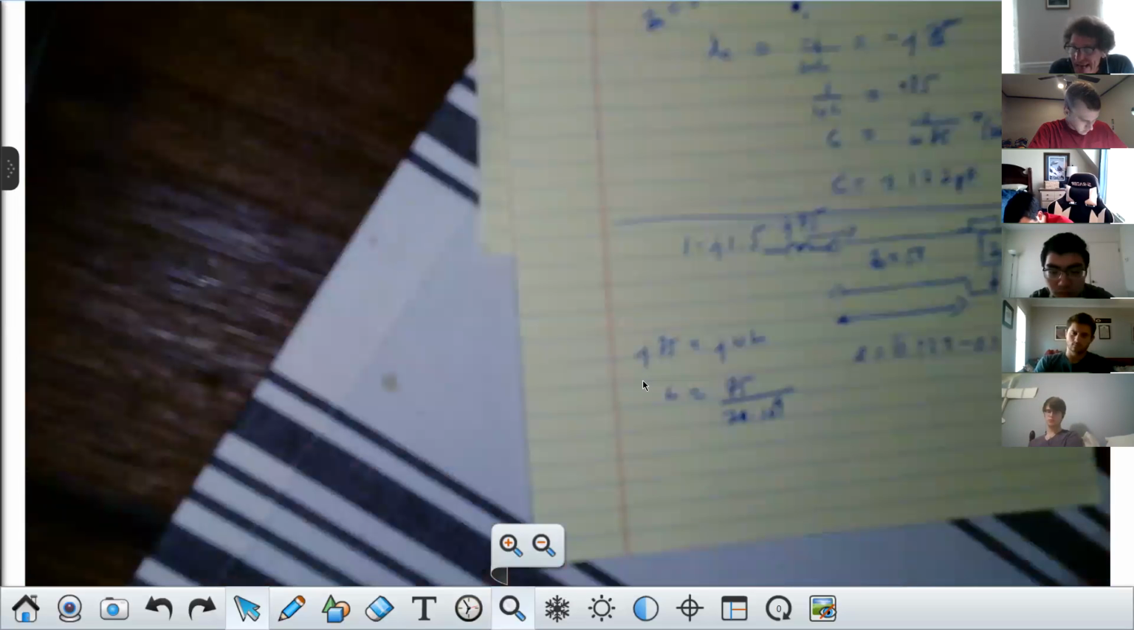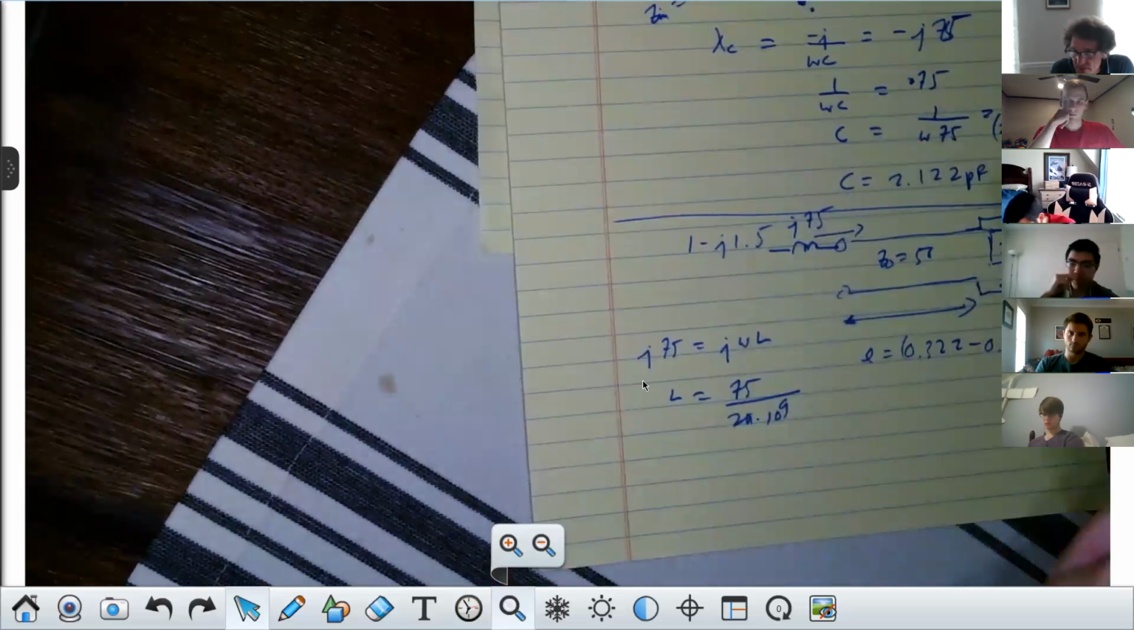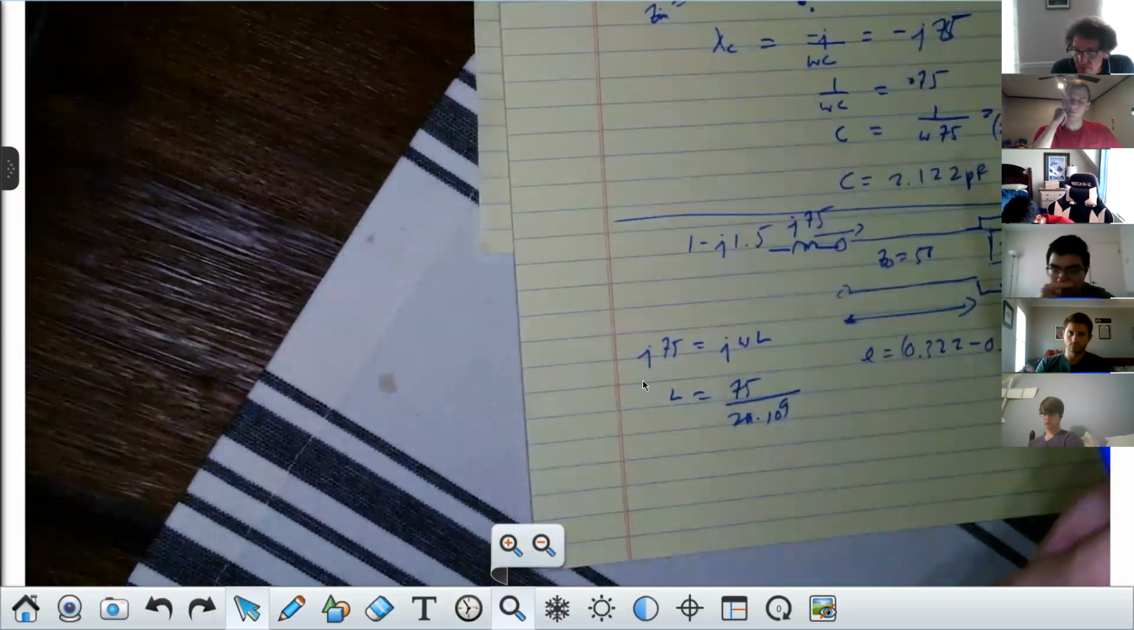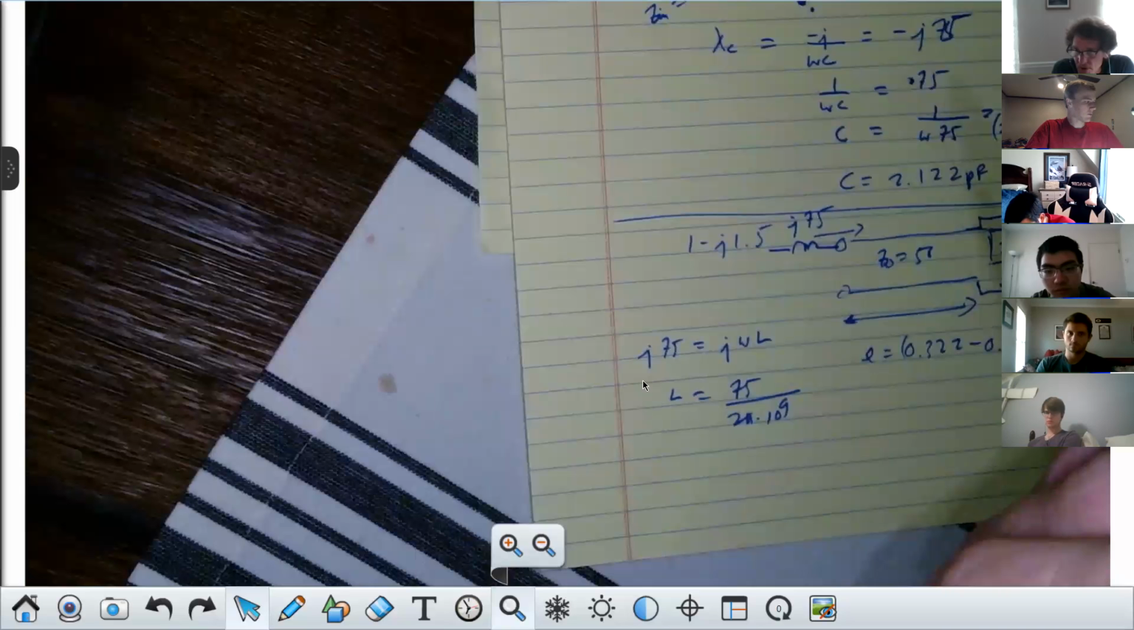All right, now that's adding a series element to do impedance matching. But we could also add a shunt element, or an element in parallel. All right, that would be adding an admittance. Does everybody follow me on that?